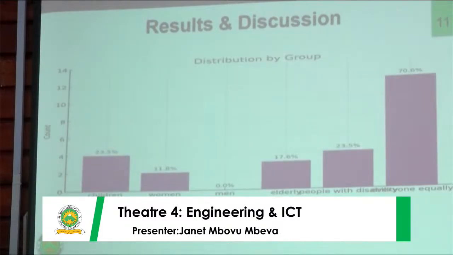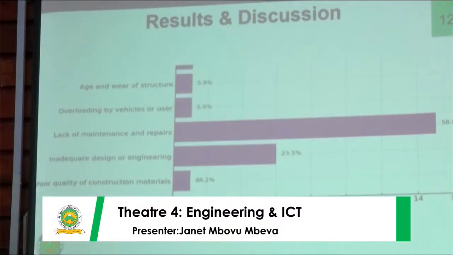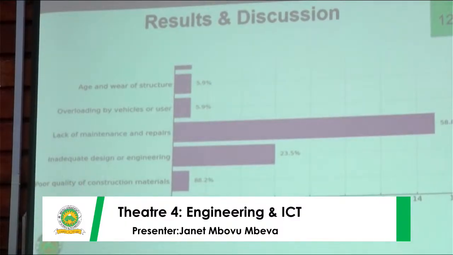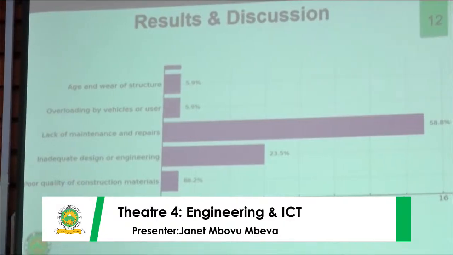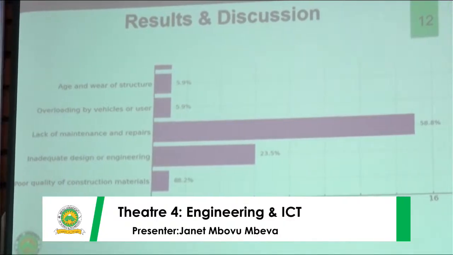And also, the other parameter which was looked at was the group which is most affected by poor infrastructure. Then a percentage of the community members said that everyone is equally affected by poor infrastructure. Then the other parameter was the cause of infrastructure damage. We had several causes which we were able to collect.